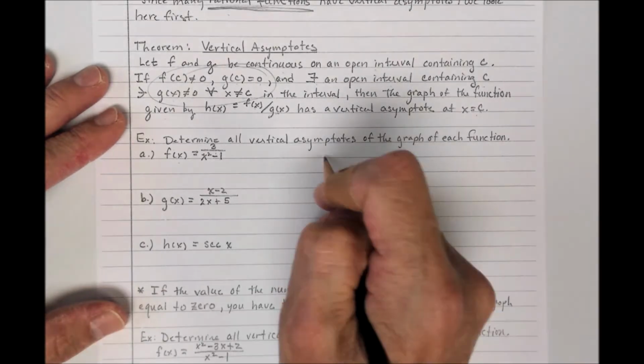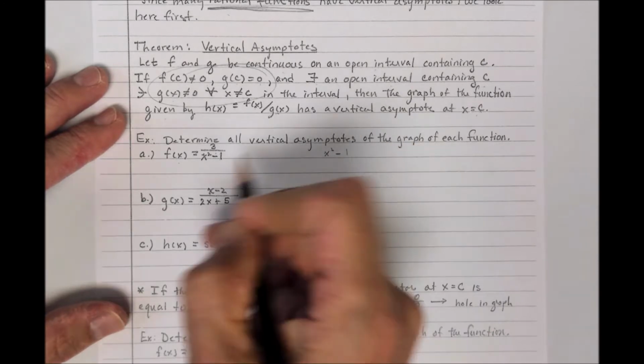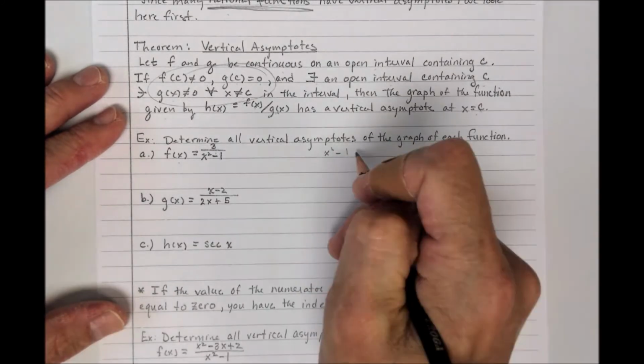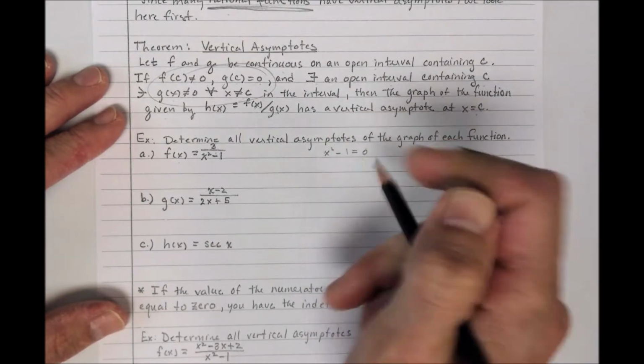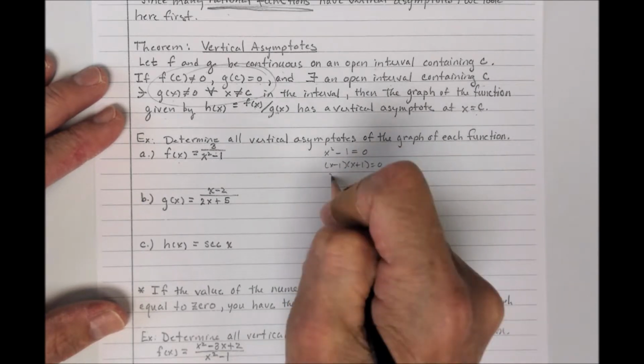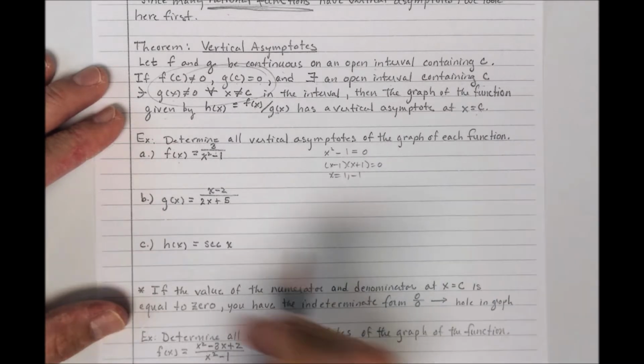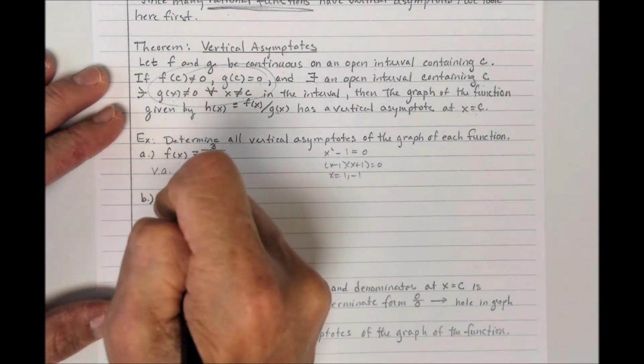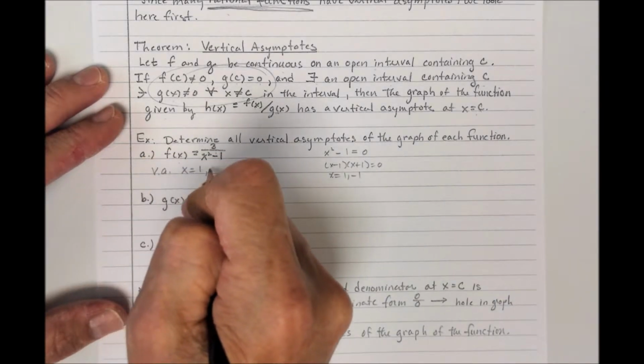So x squared minus 1, my numerator is a constant, so I don't have to worry about it. This is equal to 0 at x equal 1 or negative 1. So I have vertical asymptotes here at x equal 1 and x equal negative 1.